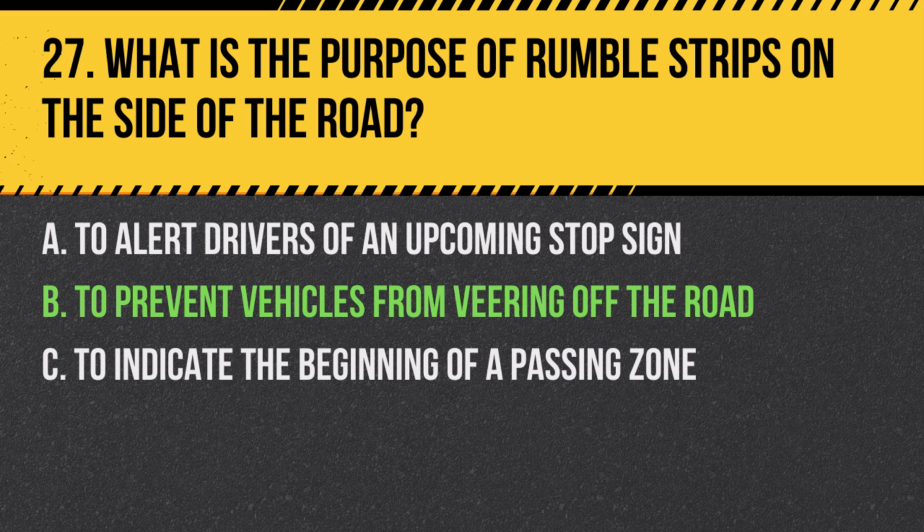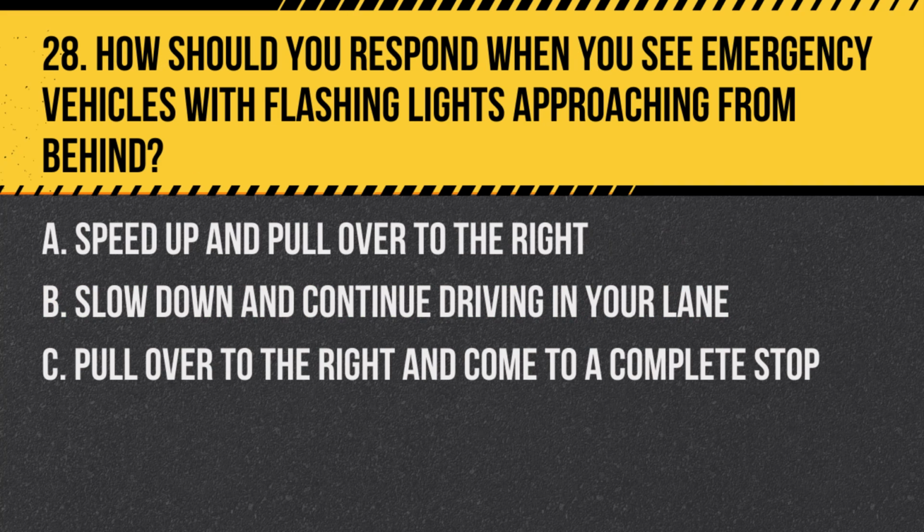Rumble strips on the side of the road are designed to alert drivers through noise and vibration if they begin to veer off the roadway, helping to prevent accidents. Question 28. How should you respond when you see emergency vehicles with flashing lights approaching from behind?